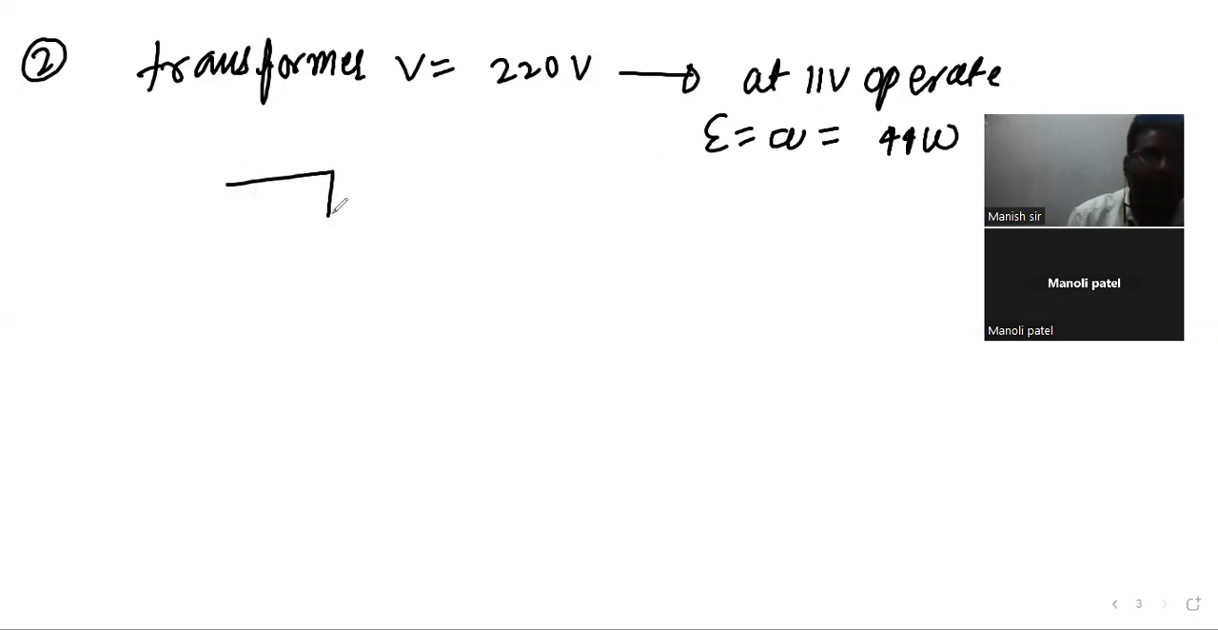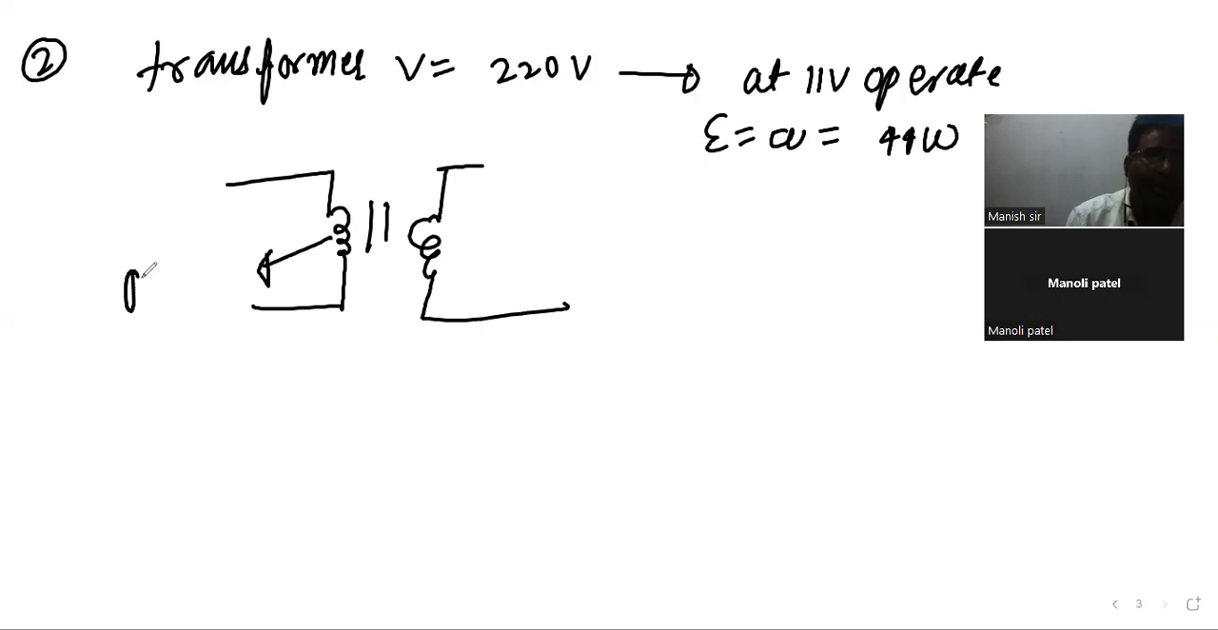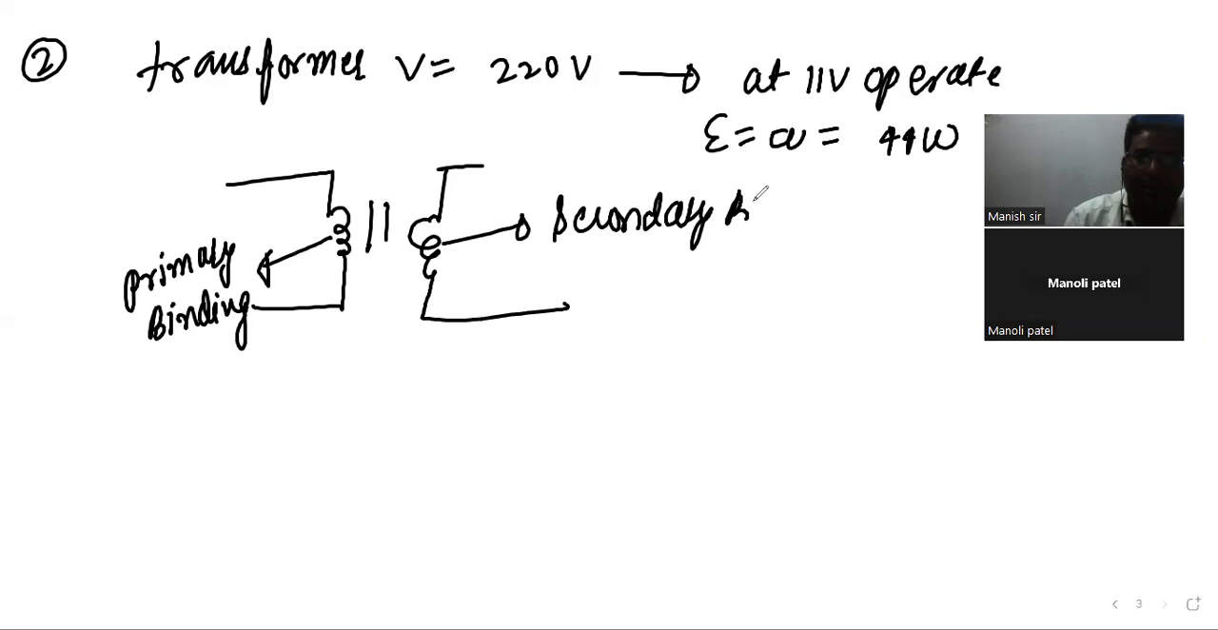So your transformer diagram is like this. This is called the primary winding, and this is your secondary winding. So let's see, it was asked in 2021.